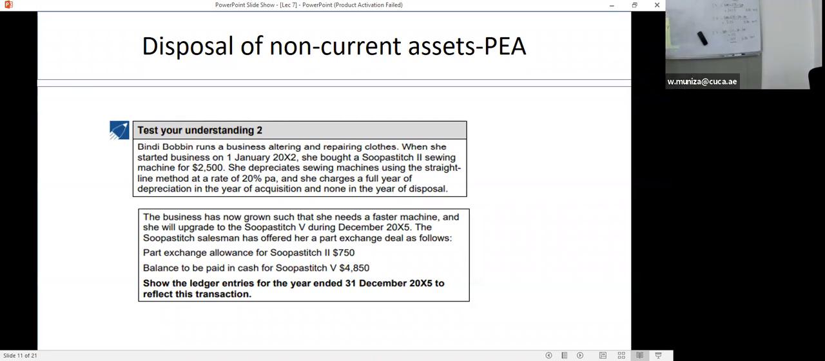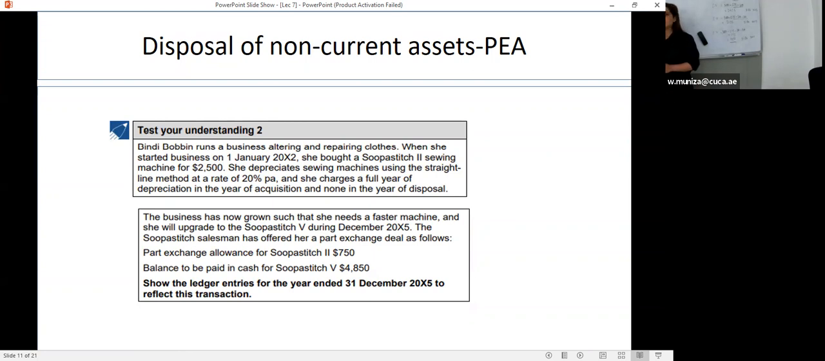The business has now grown such that she needs a faster machine and she will upgrade to the Super Stitch 5 during December 2005. The Super Stitch salesman has offered her a part exchange deal as follows. Part exchange allowance for Super Stitch 2, 750. Balance to be paid in cash for Super Stitch 5, 4,850. Students, what two final accounting entries do we pass in the case of part exchange? What two accounting entries are those?